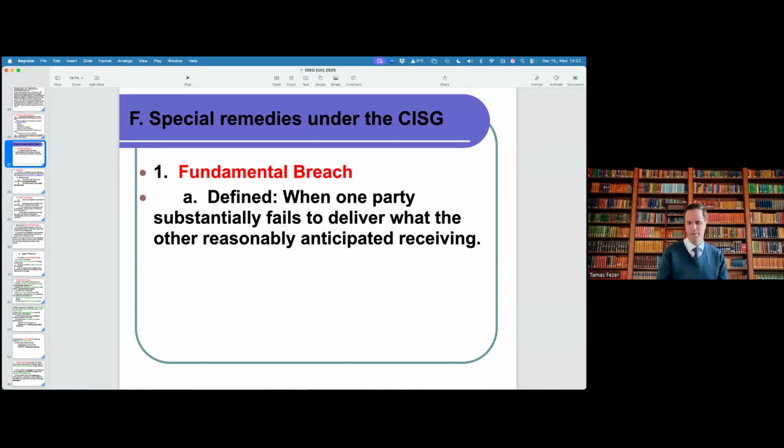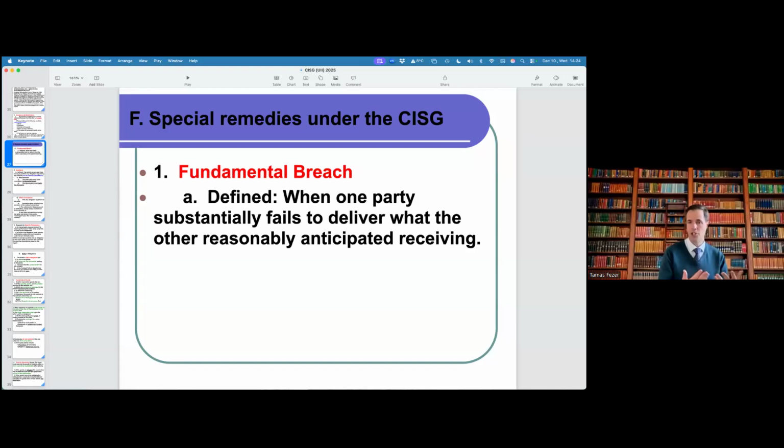It actually makes a difference between two types of breach scenarios. There is a so-called fundamental breach, which is the more stringent, the more serious breach scenario, when one party to the contract substantially fails to deliver what the other reasonably anticipated receiving. Again, a pretty blurry definition. What does it mean? It actually means that the CISG doesn't list specific duties, specific obligations for the buyer and for the seller, and if one of them breaches this particular duty, then this is going to be a fundamental breach. It's quite the opposite.